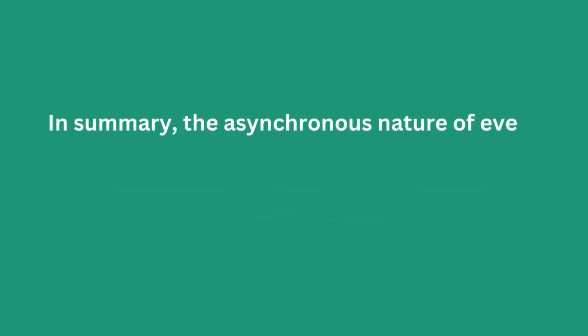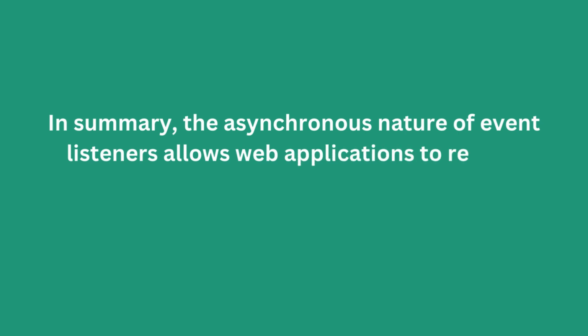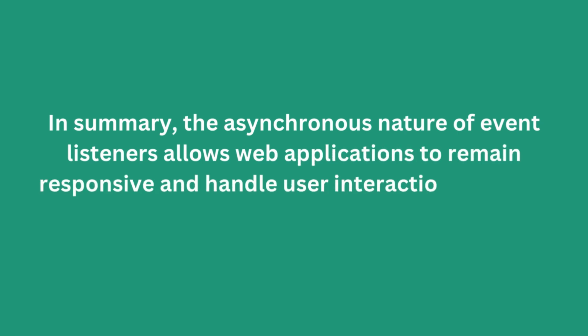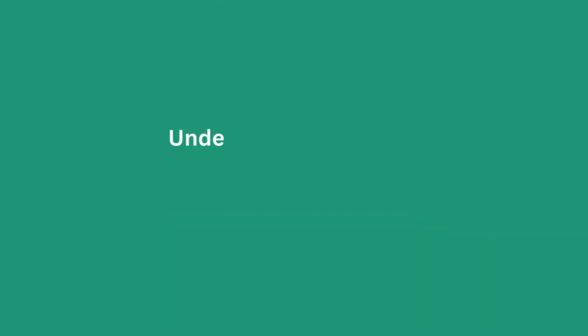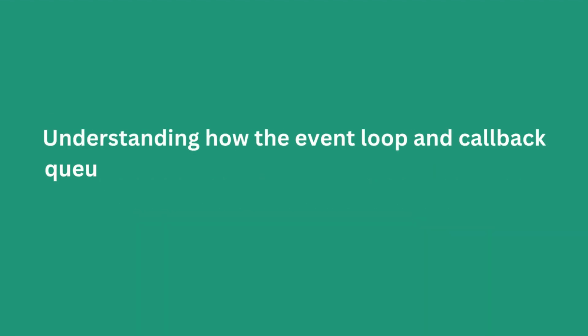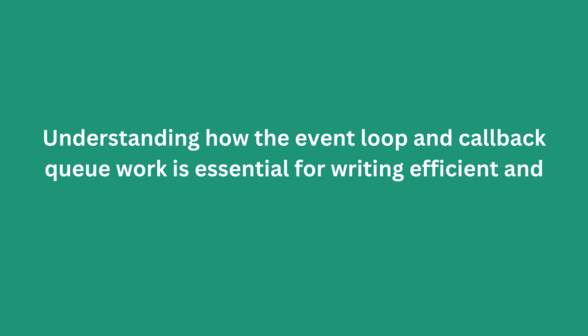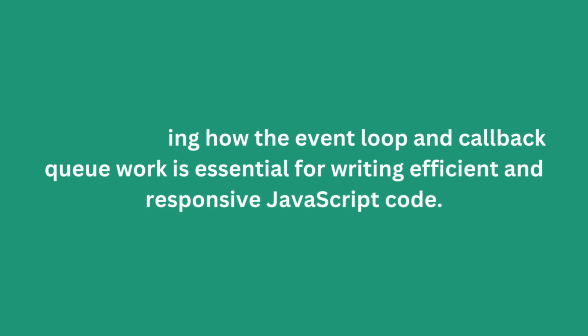In summary, the asynchronous nature of event listeners allows web applications to remain responsive and handle user interactions without blocking the execution of other code. Understanding how the event loop and callback queue work is essential for writing efficient and responsive JavaScript code.